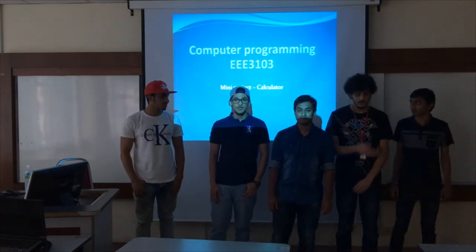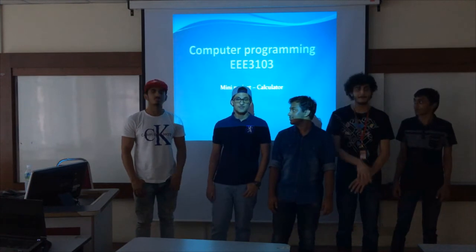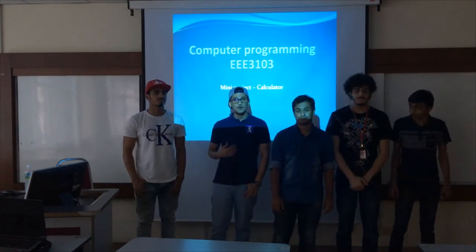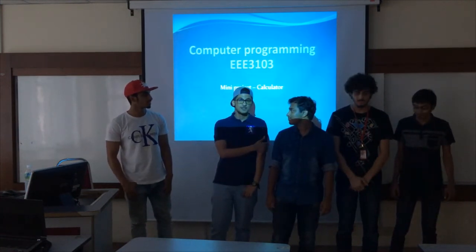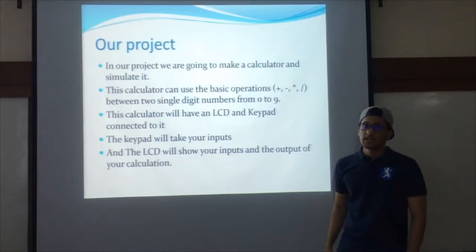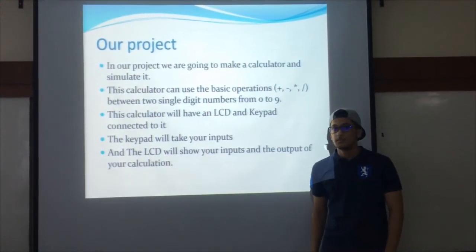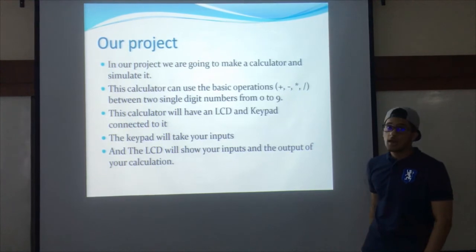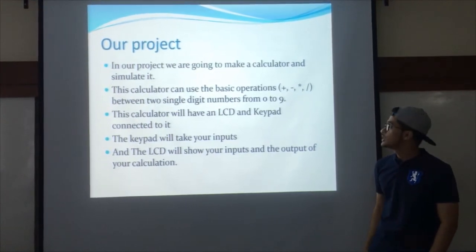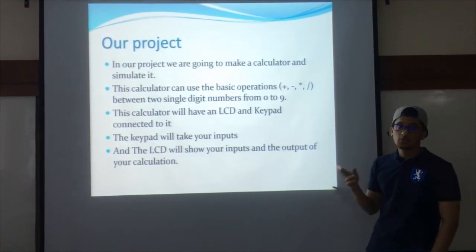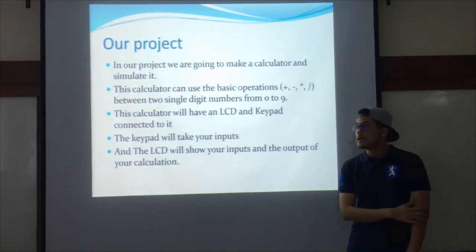I'm Ammar Abdulraqeb. My metric number is 186563, and I'm going to talk about our project today. In our project, we have decided to make a calculator and simulate it. This calculator will do the basic operations between two single numbers from 0 to 9.